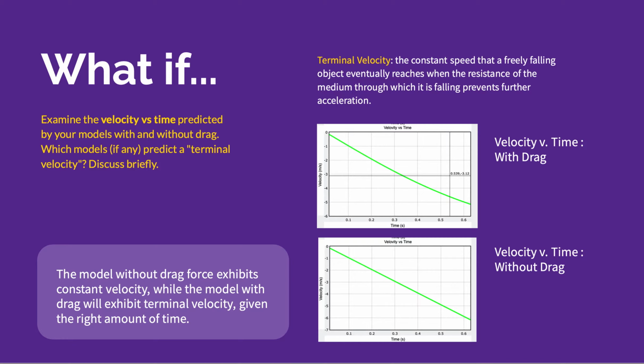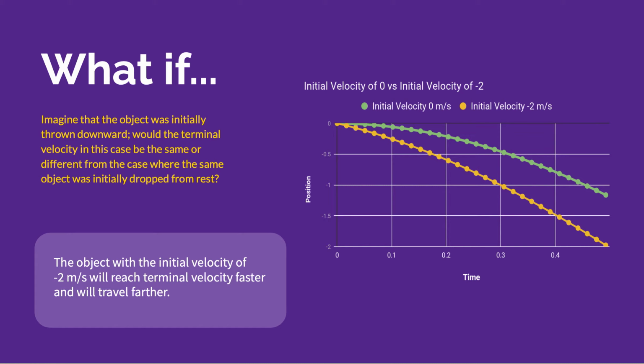We then were to examine the velocity versus time predicted by our models with and without drag. Which models, if any, predict terminal velocity? Terminal velocity is the constant speed that a freely falling object eventually reaches when the resistance of the medium through which it is falling prevents further acceleration. The model without drag force exhibits constant acceleration, while the model with drag will exhibit terminal velocity given the right amount of time. So the next step was to see what happens if an object was thrown down with an initial velocity.